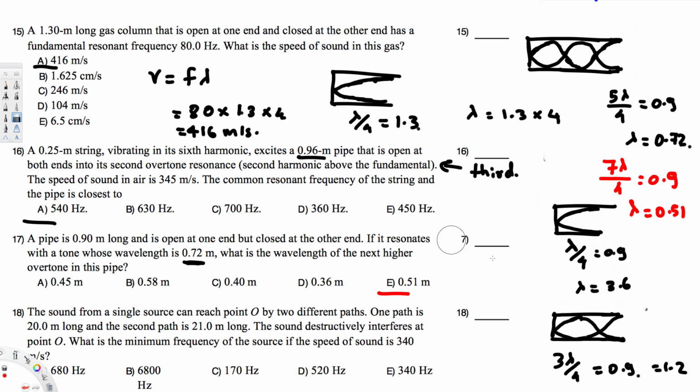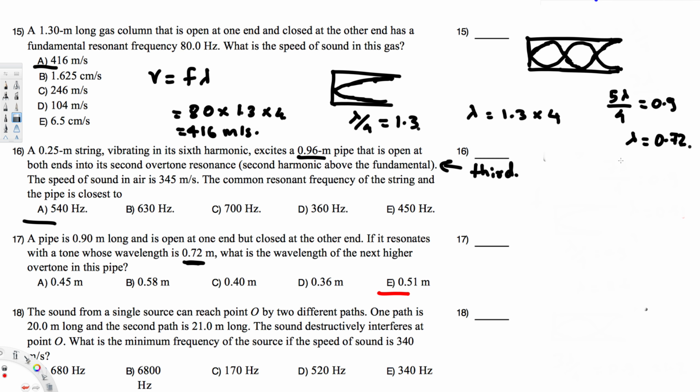Right, so here we have difference that is 1 meter, because 21 minus 20, that's going to give us 1 meter. So minimum path difference needed for a complete destructive interference is going to be lambda by 2, right? That's equal to 1. And if you solve for lambda, that's going to be 2 meter. So you can find this lambda using this always, right?